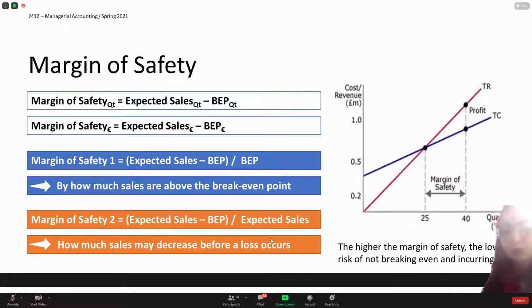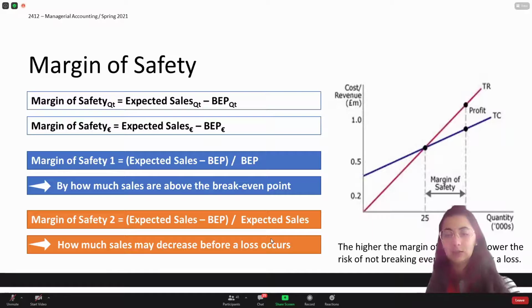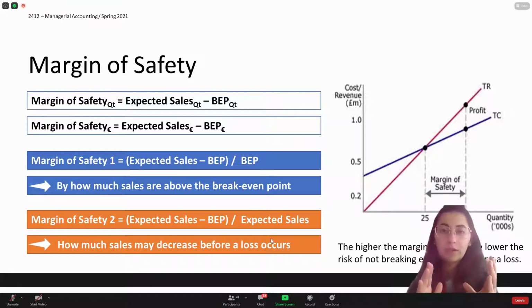Actual sales, which here is 40, and the break-even point is 25. The difference between the 40 and the 25 is the margin of safety. So it shows how far we are from the break-even point. That is kind of a cushion that brings safety to the organization.